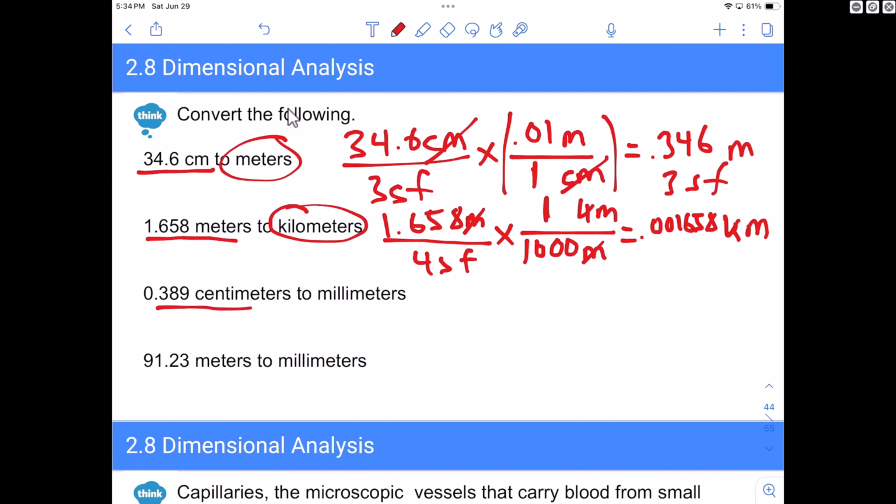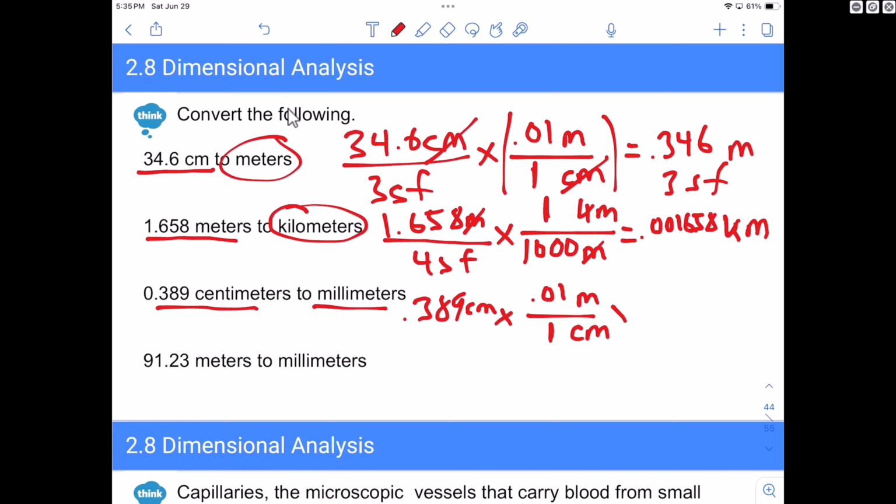Next problem says centimeters to millimeters. So again, start with the information that's given to you in the problem. So 0.389 centimeters. Whatever unit is on top of the first step goes on the bottom of the next step. Now, if I look at my chart, I do not have a direct conversion between centimeters and millimeters. I can go from centimeters to meters, though, again, based on the information in the chart. 1 centimeter, again, 1 goes with the prefixed unit, 0.01 meters.